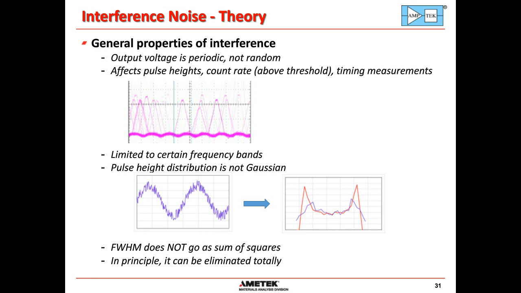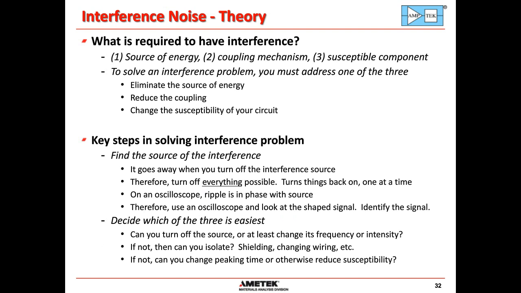Understanding interference: to deal with interference, you need three things. You need a source of energy that can couple in, you need a coupling mechanism, and then you need a susceptible component. So to solve an interference problem, you have to address one of the three. Either eliminate the source of energy, or reduce the coupling.